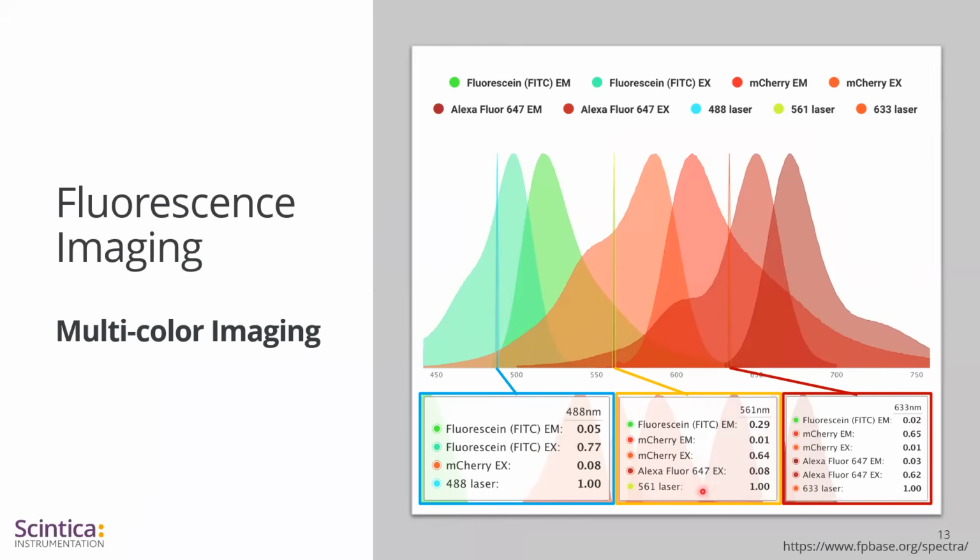Moving on to red, when I excite M-cherry with 561 nanometer, I will excite 64% of M-cherry, and also again 8% of Alexa Fluor, acceptable. Alexa Fluor 647 is excited with the 633 nanometer laser, and at the same time, besides exciting Alexa 647 with 62%, it will also excite 1% of M-cherry, which is negligible. So this spectrum works.